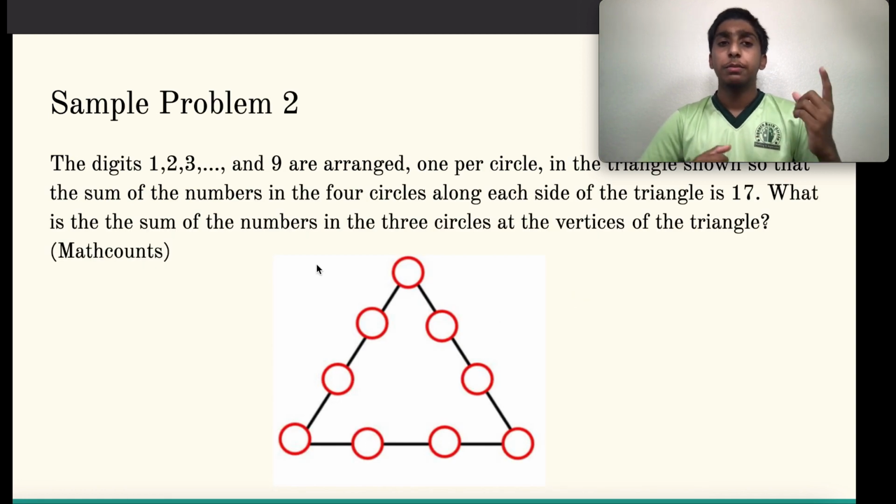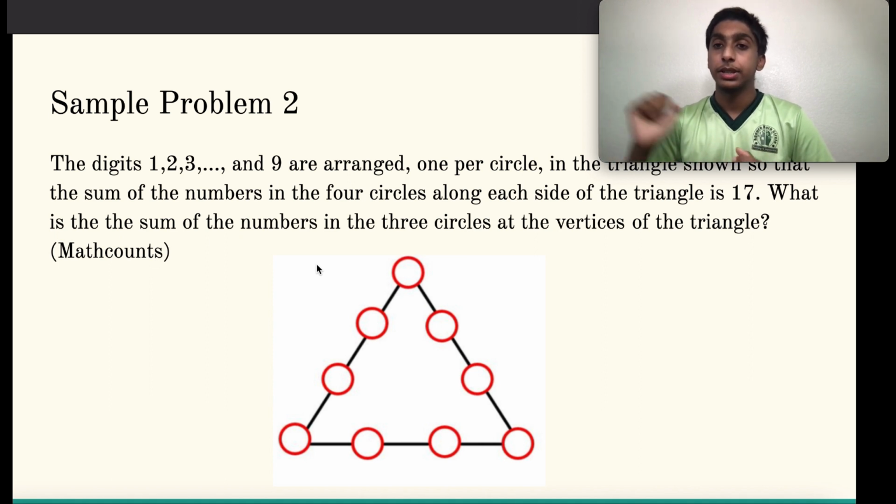The digits 1, 2, 3, up to 9, are arranged one per circle in the triangle shown, so that the sum of the numbers in the 4 circles along each side of the triangle is 17. What is the sum of the numbers in the 3 circles at the vertices of the triangle? Okay, so this is one of the magic triangles that we learned about. To solve this, we need to use that formula we learned about: 3 times S is equal to the sum of all the entries plus the sum of the vertices. So using that formula, you can solve this one.